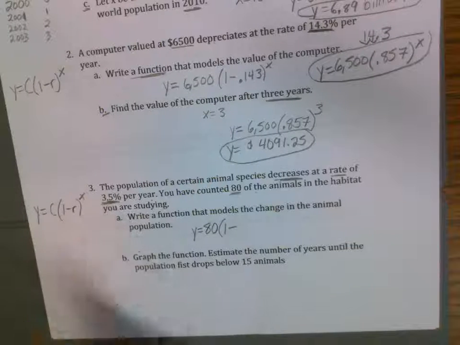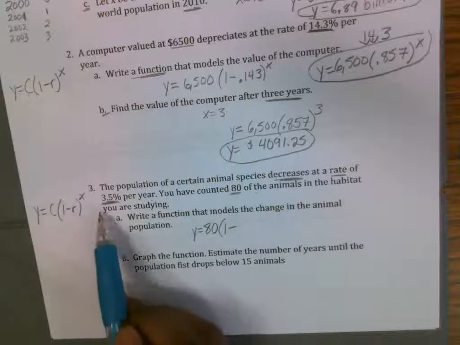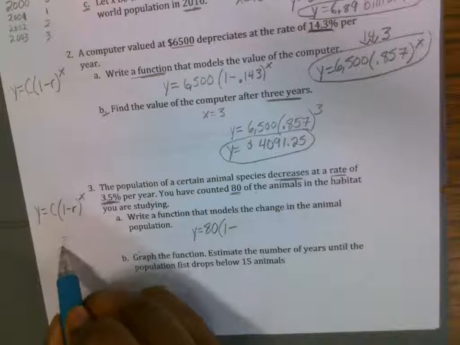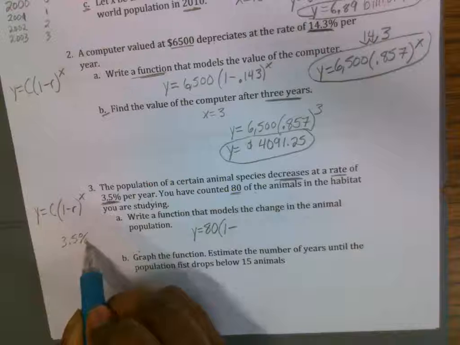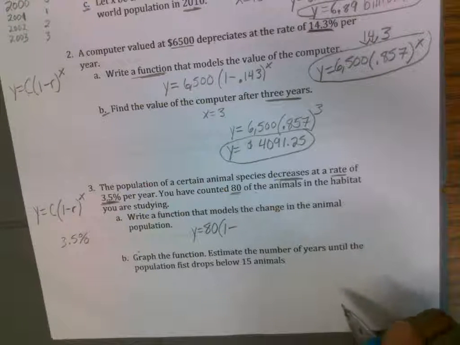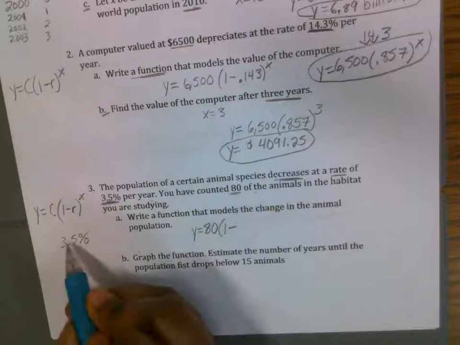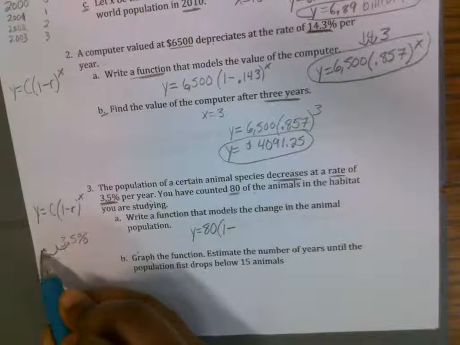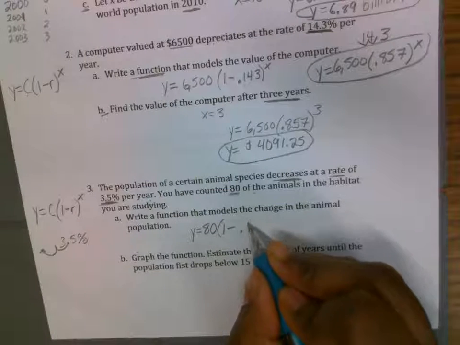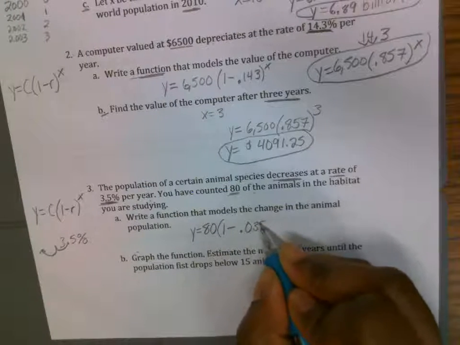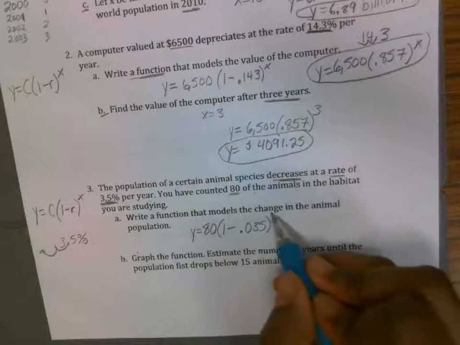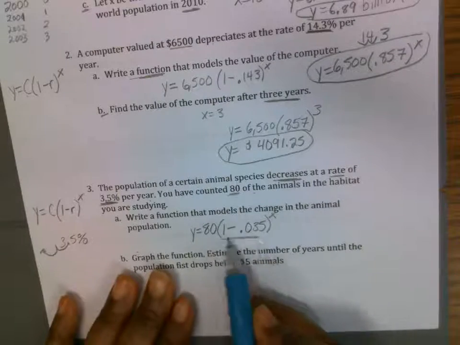This is written as a percent. Somebody at home, what is 3.5% as a decimal? Very good. You move it 2 times to the left. So you're exactly right. It's 0.035. Excellent job. And we raise this to the x power. Let's go ahead and figure out what b is.